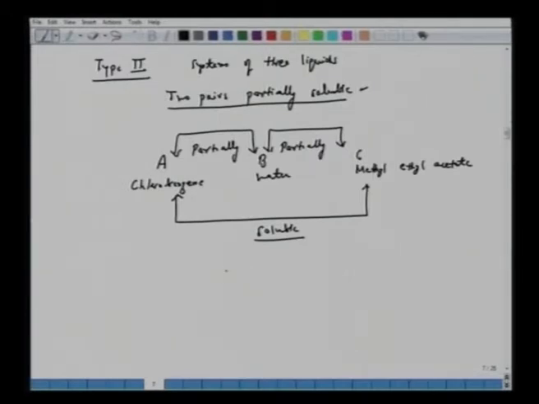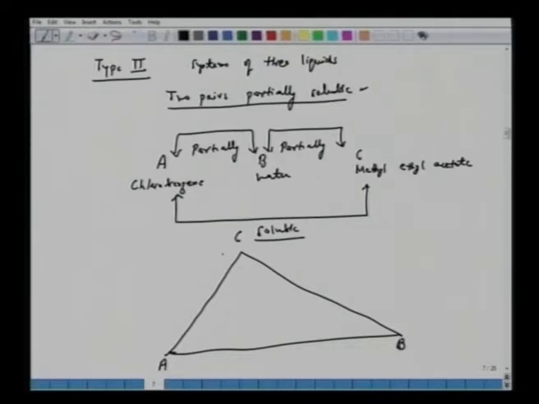Okay, and more important here is to draw this type of phase diagram or understand what we mean by 2 pairs being partially soluble. So again we start with the equilateral graph. We have A, B and C. Now we are saying that A and C are completely soluble, so we do not have any phase separation here. But B and C as well as A and B are partially soluble. So you will expect a phase diagram like this.